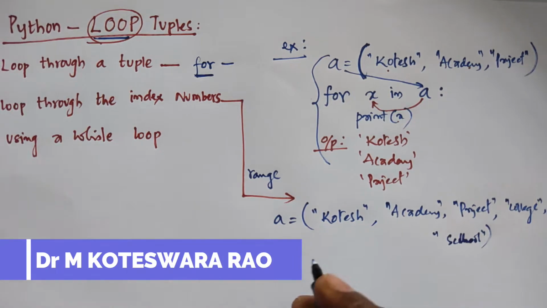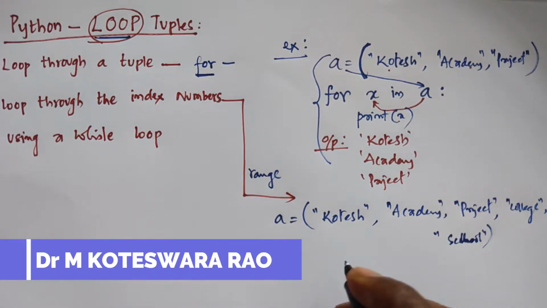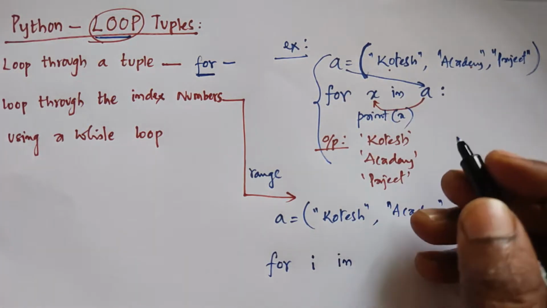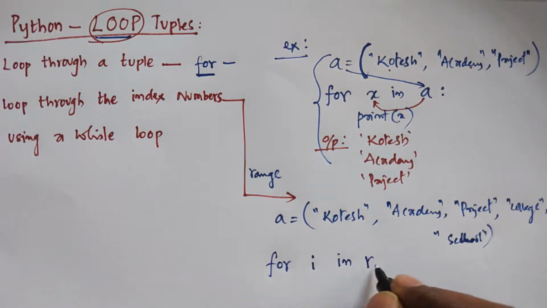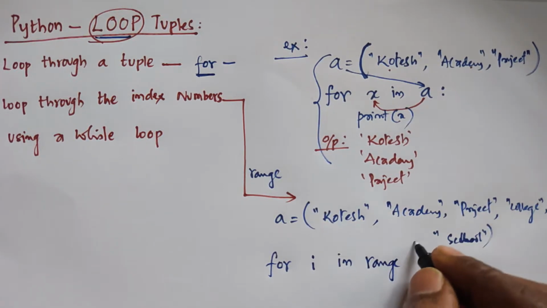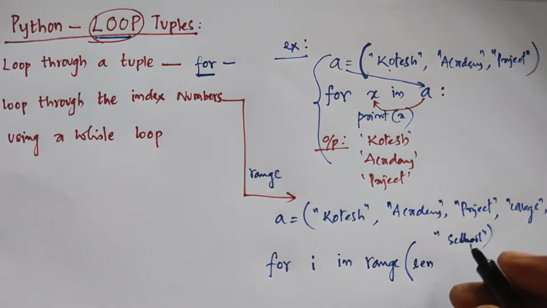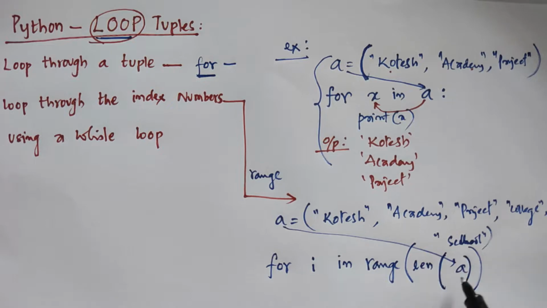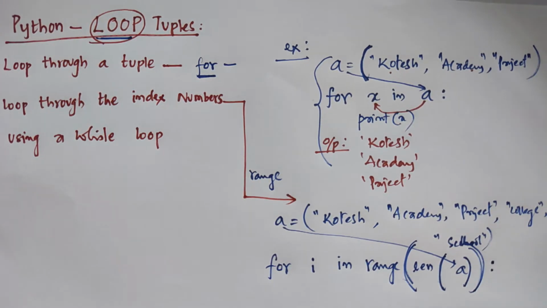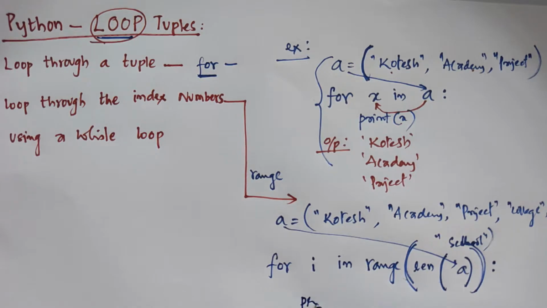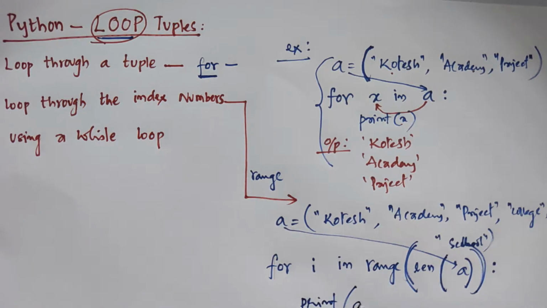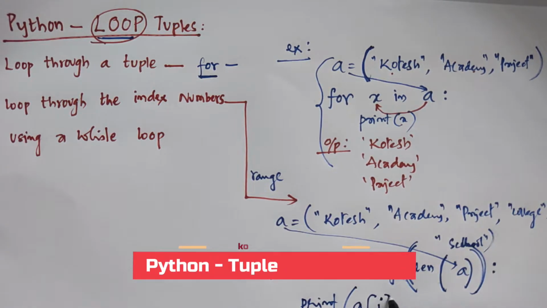It is a variable. Now I am giving the for loop where i is a new variable. Now we are considering the range instruction. Then you can take the length of the variable a, this bracket is closed, this bracket is closed. At the end of this we are using the colon symbol. Then you can write print of a of i.